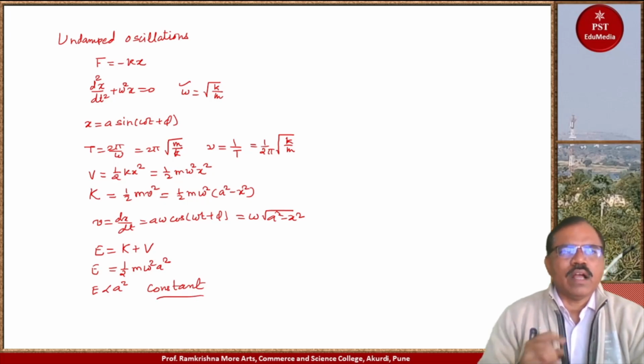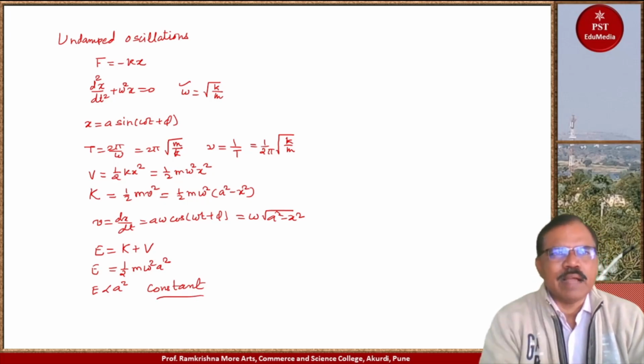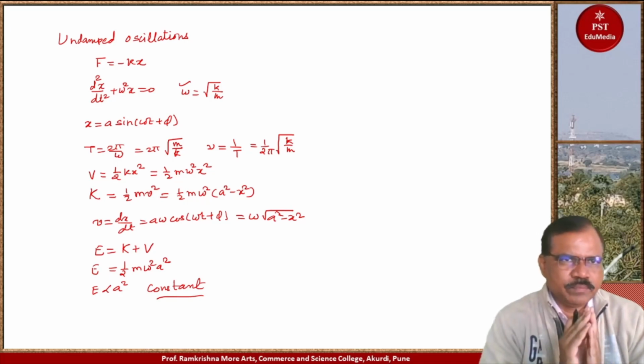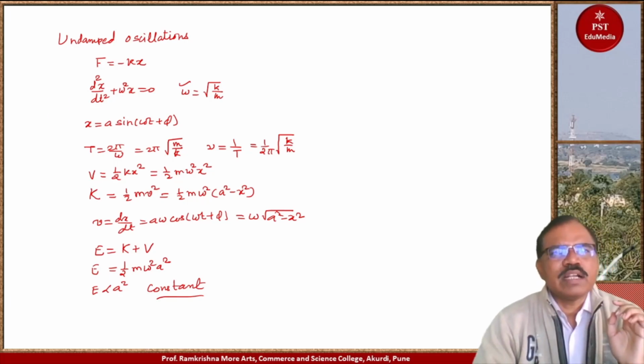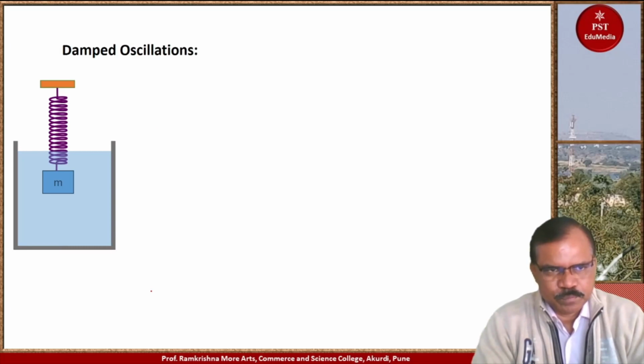So when the oscillator is an undamped oscillator and it is set into oscillations with amplitude A, its amplitude remains constant and energy remains constant. And those oscillations are called undamped oscillations. Then what are damped oscillations?